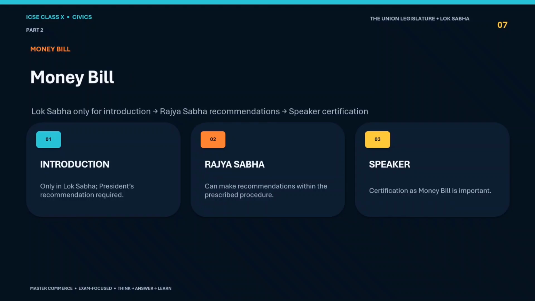Now the money bill. It can be introduced only in Lok Sabha and requires President's recommendation for introduction. Rajya Sabha does not have the same power as it has over an ordinary bill. It can make recommendations within the prescribed procedure. And one phrase you absolutely must remember, the speaker's certification is important.